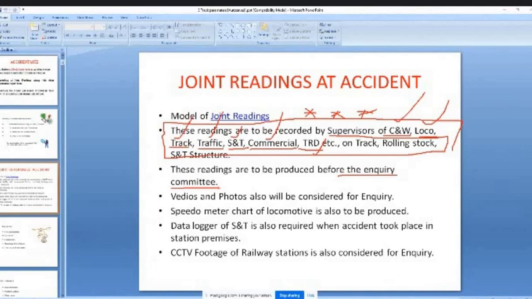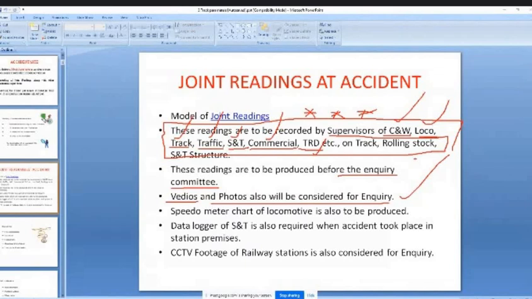You have to submit these things to the inquiry committee, and if any videos or photos were taken, they are also to be submitted to the inquiry committee. All these will be taken by the inquiry committee. Who will nominate the inquiry committee? It will normally be nominated by the DRM of that particular division. If the accident is big, then normally the GM will nominate it, based on the gravity of the accident.